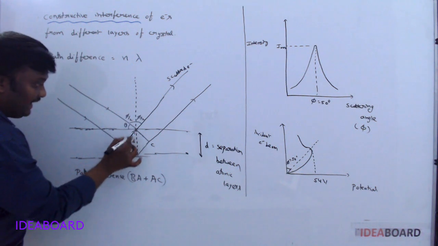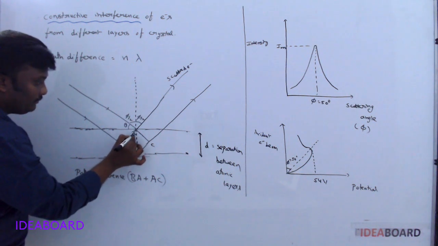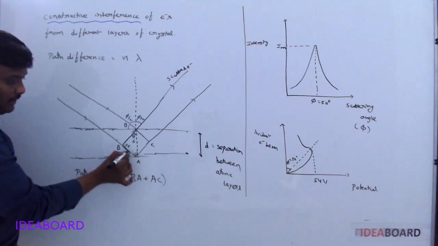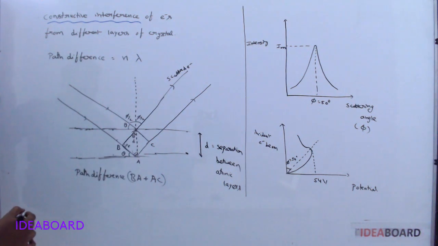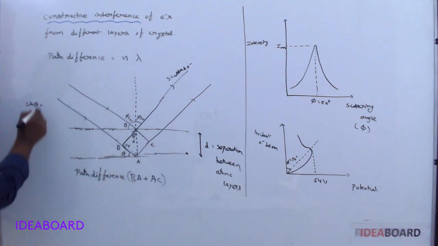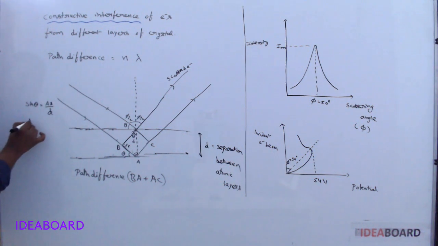90 minus theta this is, and this is angle theta. So theta we know, we want opposite. Opposite means consider the sine theta. So what is the value of sine theta? Sine theta is equal to opposite AB by hypotenuse small d. So what is the value of AB? AB is equal to d sine theta.